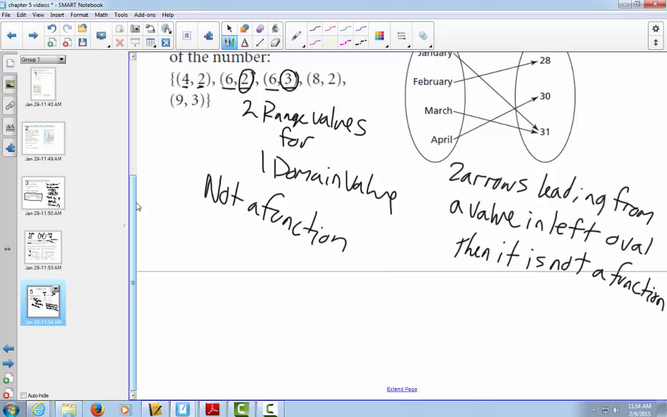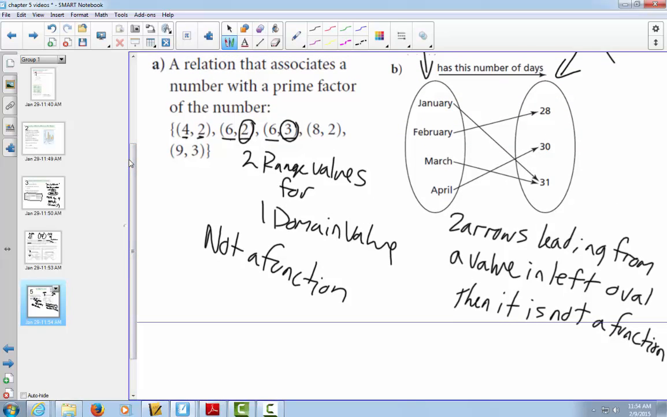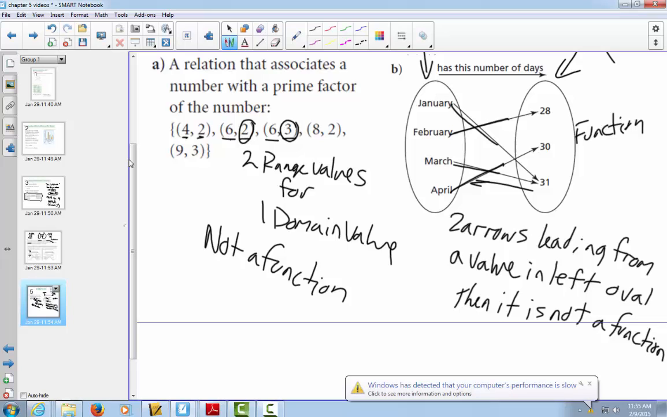Well, in this case, January has 31 days, February is 28, March 31, April 30. This is a function. Why? 1 arrow, 1 going away, 1, 1, 1. We could change this, we could have turned it around, and if we had been going this direction, it wouldn't have been a function. If we were going this way, it wouldn't be a function because there would be 2 arrows going away from 31. But in this case, there's 1 arrow going away.